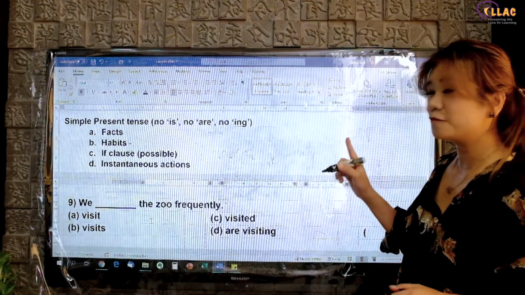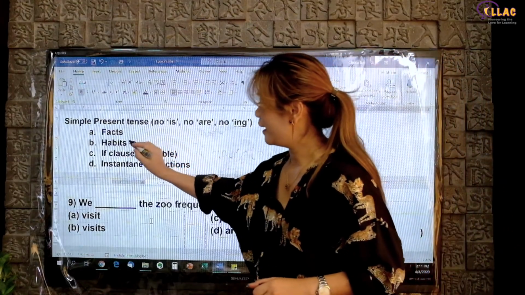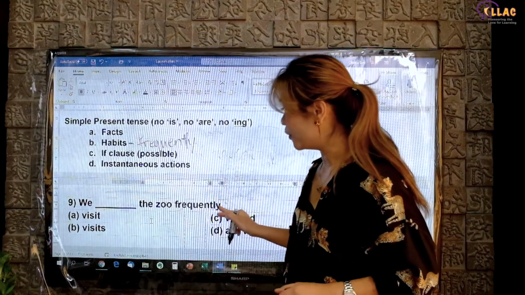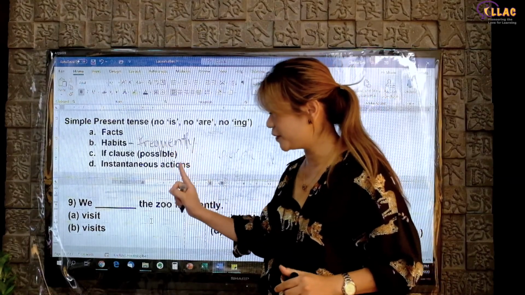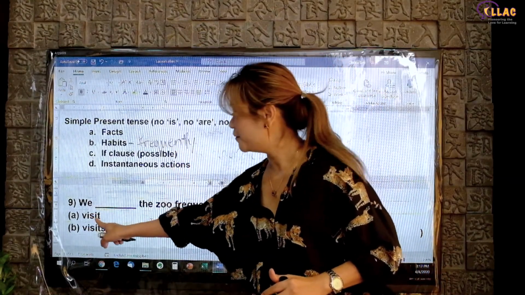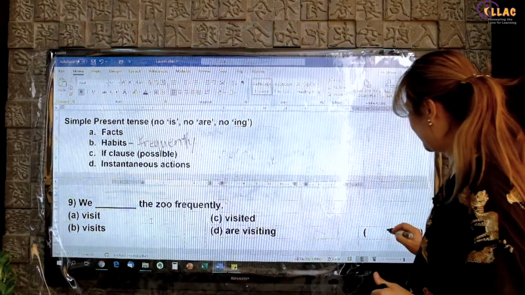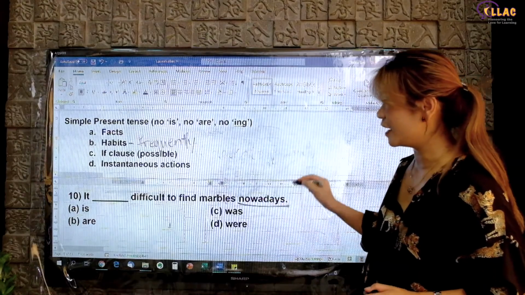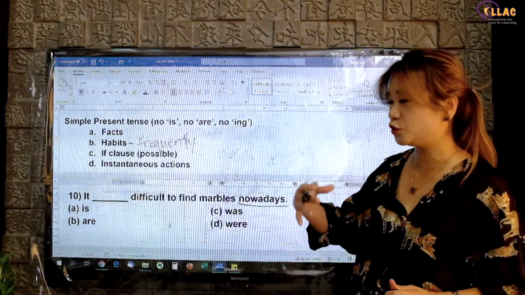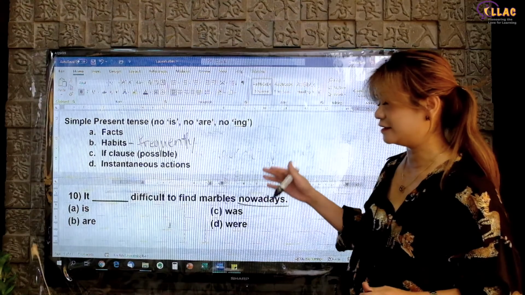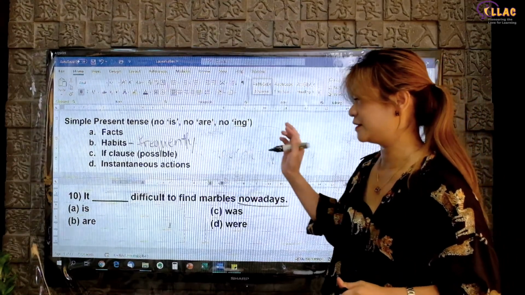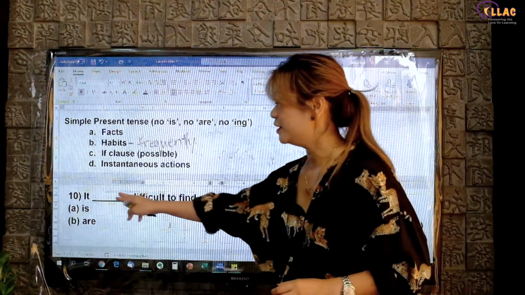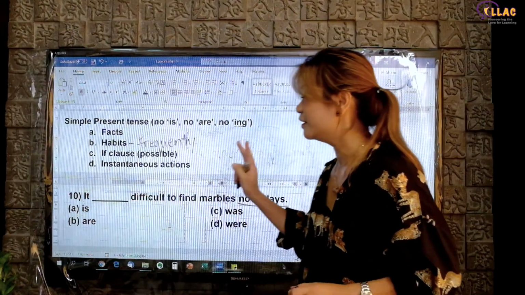We, the zoo, frequently. It's an adverb of time that suggests habit. Therefore, because it's a habit, we use simple present tense. We, many people, visit the zoo. A. Okay, another clue, this one, nowadays. Nowadays is also a habitual suggestion that it is done in these days. Okay, so it is difficult to find marbles nowadays. So it, singular subject, singular verb, is.